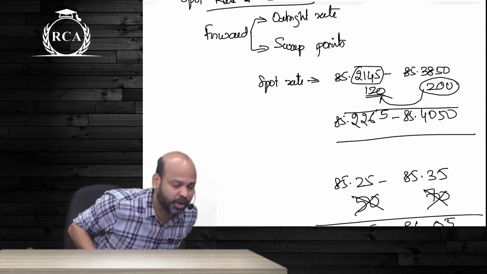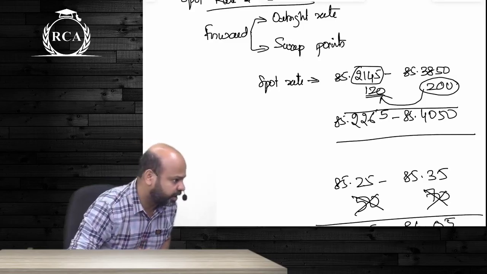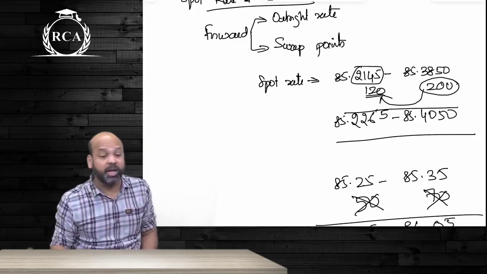For example, if the question says the swap point is 0.023, they're already specifying the decimal point and everything, then you cannot do that. Are we clear, guys? If the swap points are in decreasing order, what will you do?